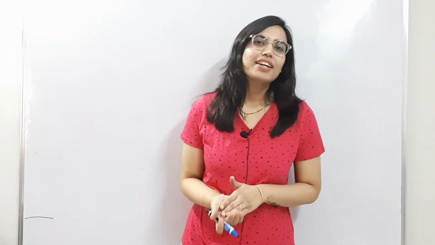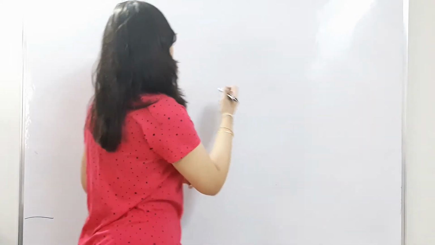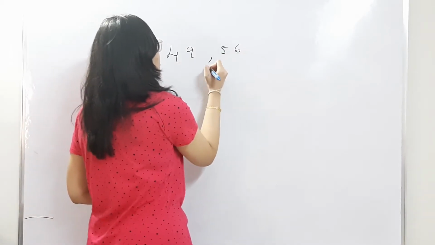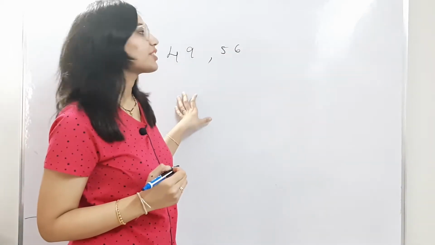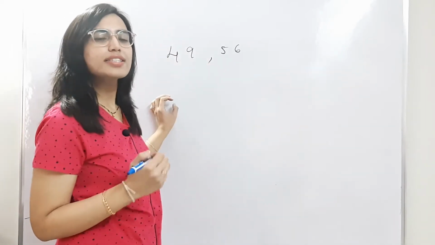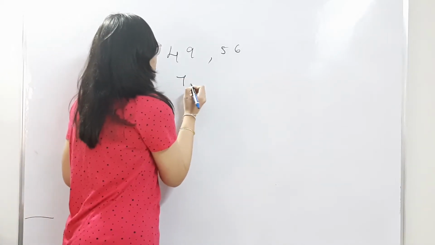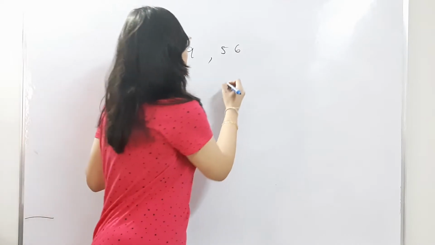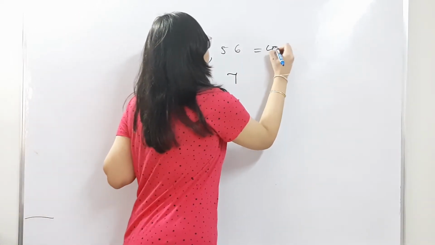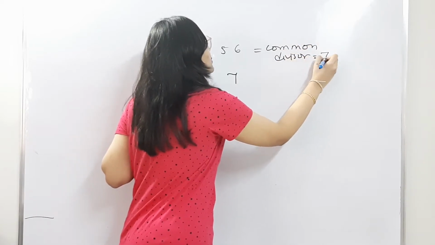So what is the concept behind HCF of two numbers? Before that, we'll understand what exactly are common divisors. For example, I will take two numbers, 49 and 56. What is that common number by which 49 and 56 are divisible? What is that common divisor? Is 49 divisible by 7? Yes. 56 also is divisible by 7, right? So the common divisor that divides both 49 and 56 in this scenario is 7.